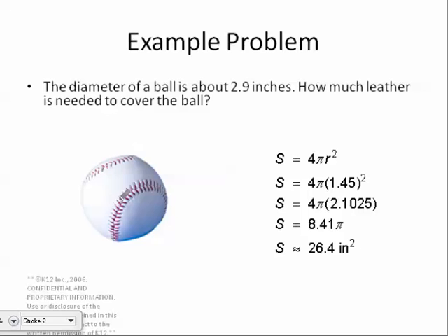Here's a baseball. A baseball is about 3 inches, about 2.9 inches, and that's the diameter of the ball. They want to know how much leather goes on the outside of the baseball. So you take 1.45. Where'd that come from? Half of 2.9. 1.45 squared is 2.1025, times 4 is 8.41, times pi, 26.4 inches squared.